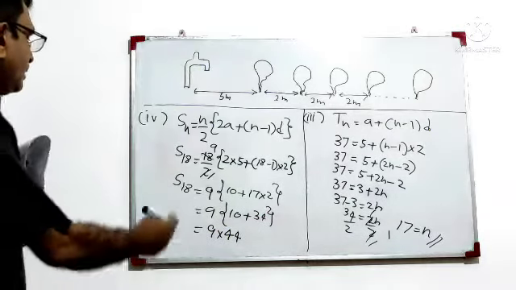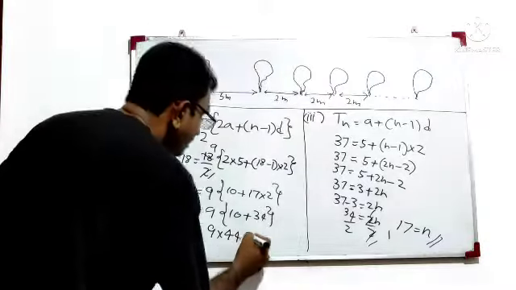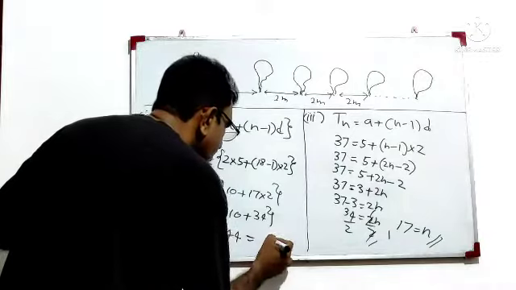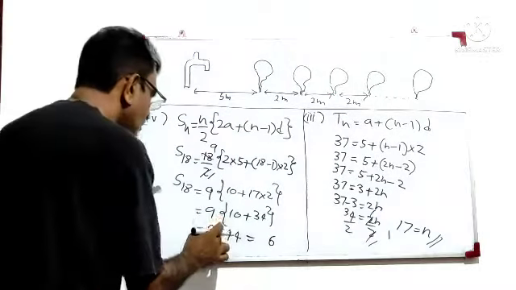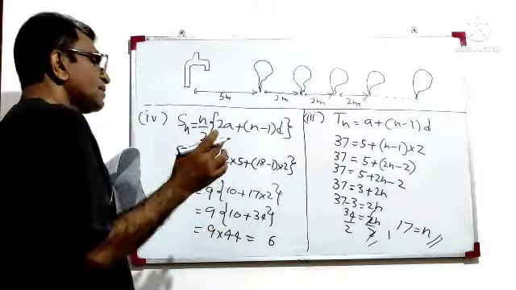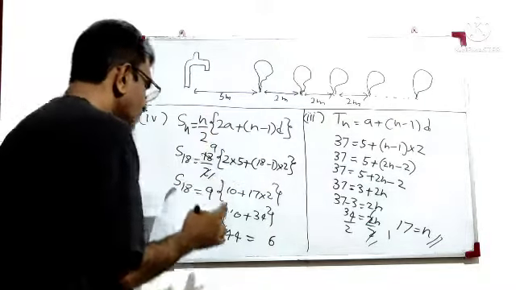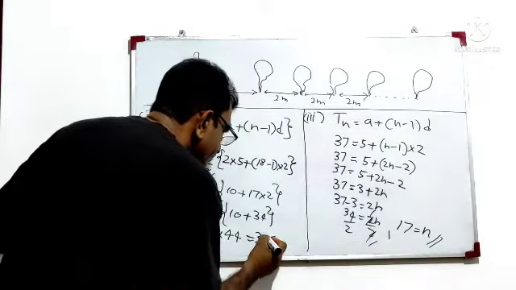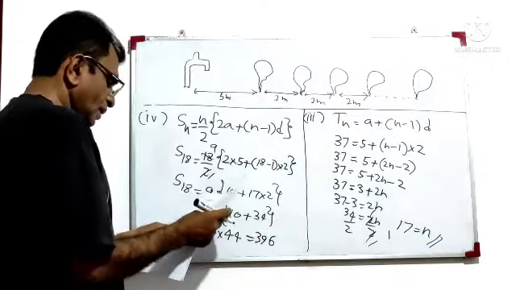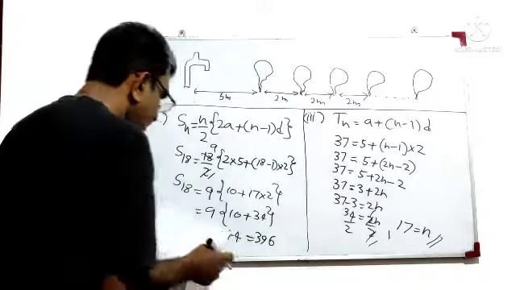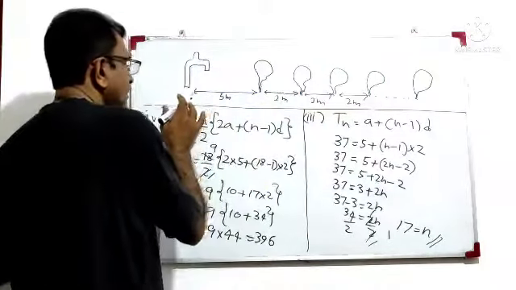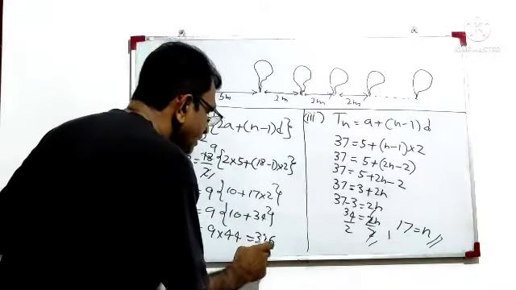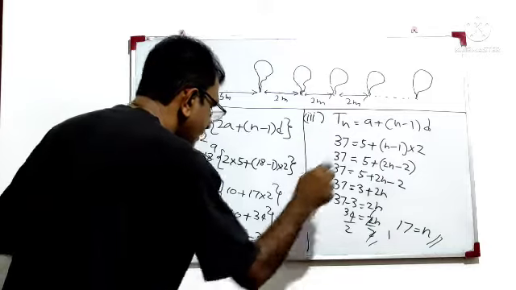Then you can multiply. What is the answer? Right? 9 times 4, 36. 3 is remaining. 9 times 4, 36. 36 plus 3, 39. Right? Then the sum of the distances up to the 18th flowering bush is 396 meters. Actually this is meters, right?